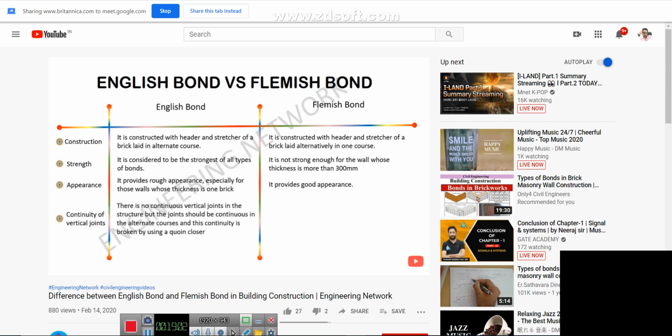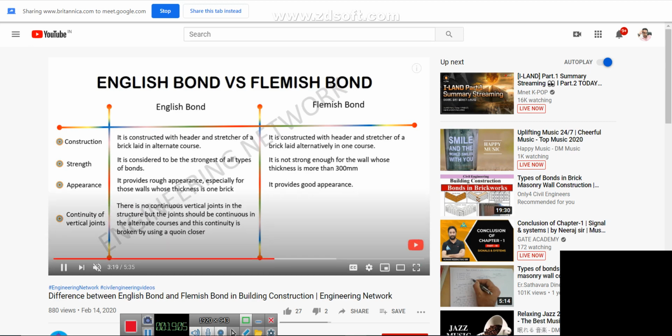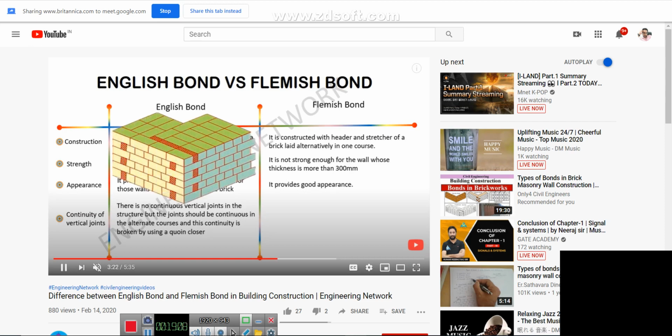Then continuity of vertical joints. In English bond, there are no continuous vertical joints in the structure, but the joint should be continuous in the alternate courses. Please understand this point very well. This continuity is broken by using a queen closer. Please observe this figure. Here you have the first stretcher course and the second stretcher course, which will be having continuous joints.